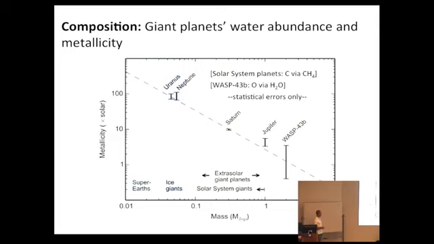WASP-43 is fitting comfortably on the extrapolation of the trend seen in the solar system, which is truly remarkable, right? Because we're talking about metallicity estimates for the solar system planets based on methane spectroscopy, and this exoplanet, which is 2 Jupiter masses orbiting its host star with a period less than a day, and we're using the oxygen abundance derived from water, and making some assumptions about the abundance pattern and getting something consistent here. So for me, this is a really exciting result, and it points the way towards the future of what we'd like to do in this area.